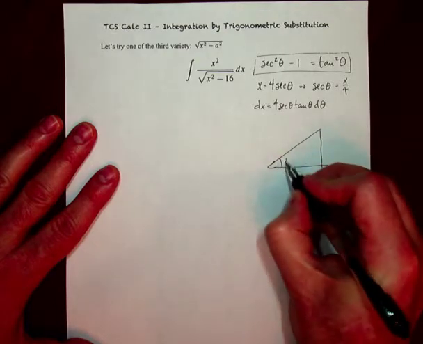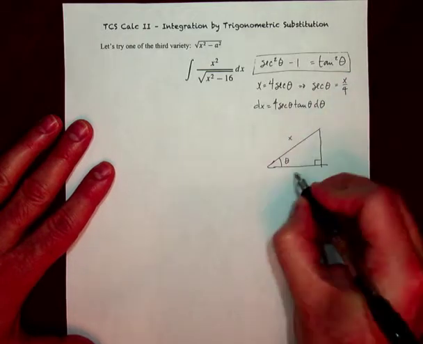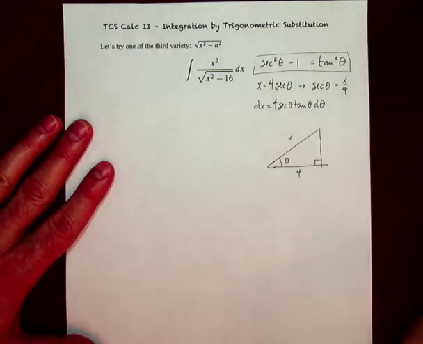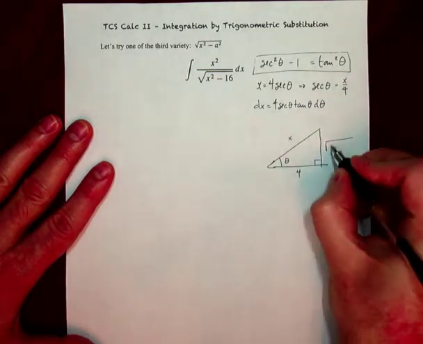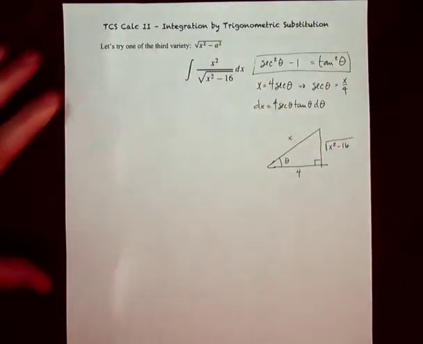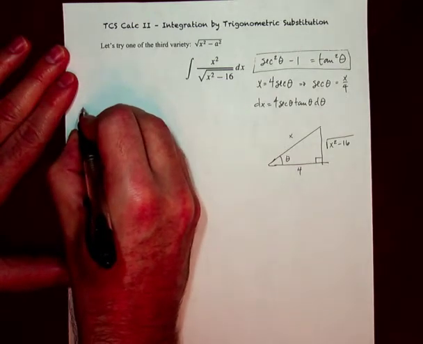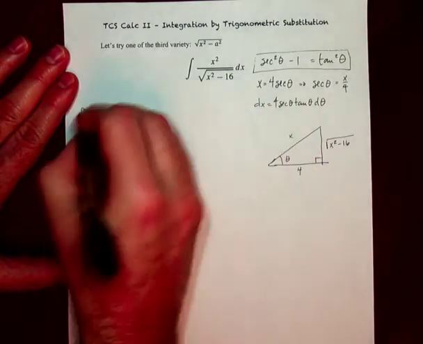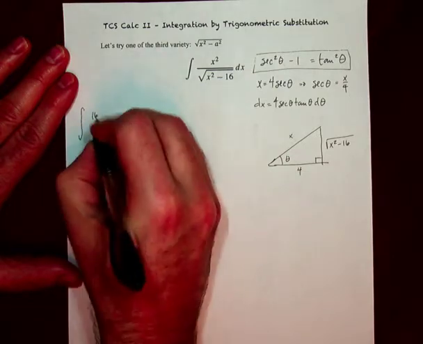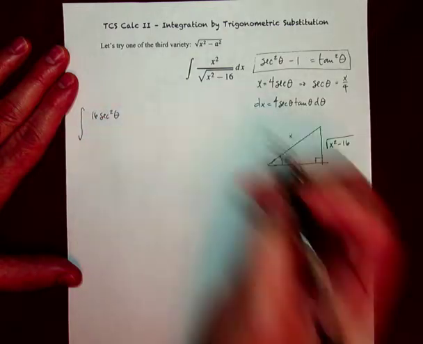Okay, we have theta, and if secant theta is x over 4, it's x over 4, right? It's hypotenuse over adjacent. And then this winds up being, surprise, surprise, x squared minus 16. Actually, that should surprise nobody. Okay, so let's go ahead and do the x squared, so that winds up being 16 secant squared theta. That's our x squared.